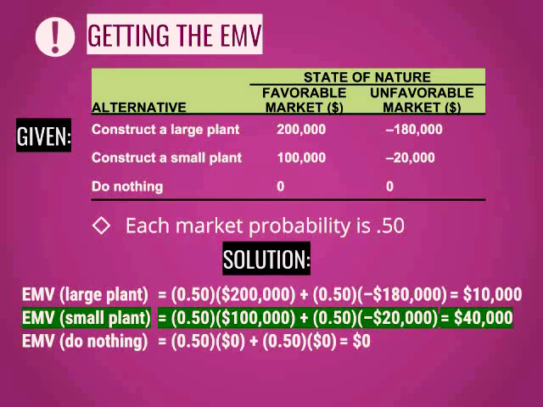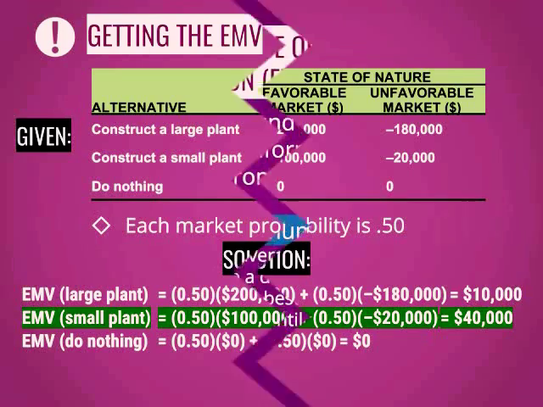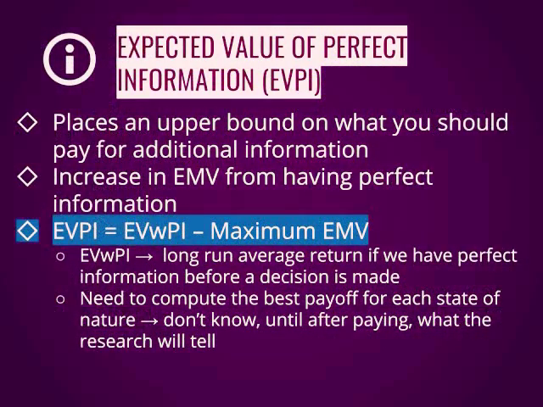There will be also times when we are given the choice to acquire information. To find if it would be beneficial for the company, we compute for the expected value of perfect information, or the EVPI. This places an upper bound on what you should pay for additional information. Moreover, it is also known as the increase in EMV from having perfect information. To get the EVPI, we first get the EVWPI, or the expected value with perfect information, less the maximum EMV.